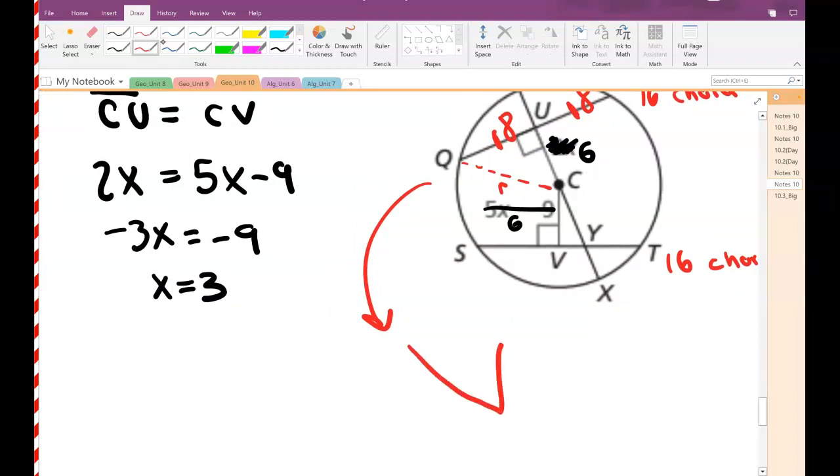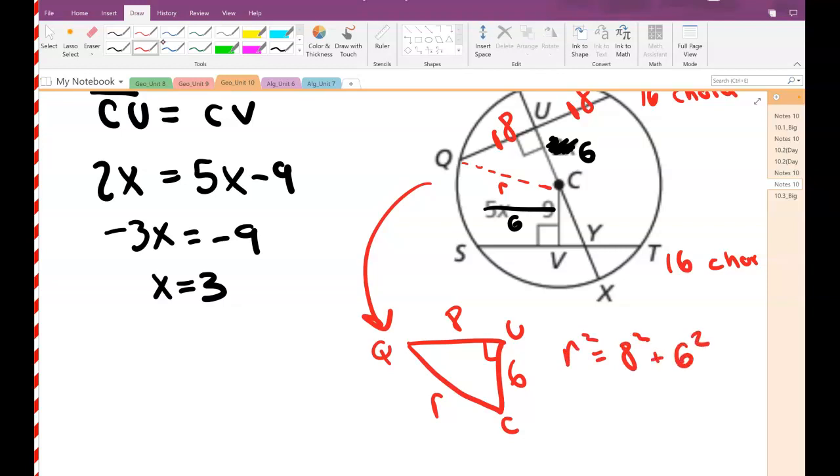So what we made here by drawing that specific radius from C to Q, we made ourselves a right triangle with legs of 8 and 6 and a hypotenuse of R, which is our radius. So since we're given a right triangle and we're trying to solve for the hypotenuse, we can use Pythagorean's good old theorem to solve for R by saying R squared is equal to 8 squared plus 6 squared.